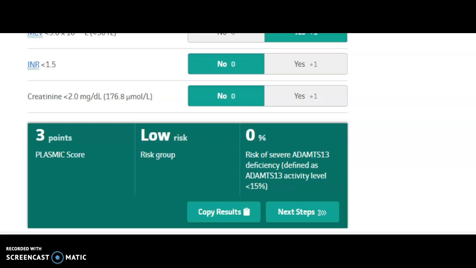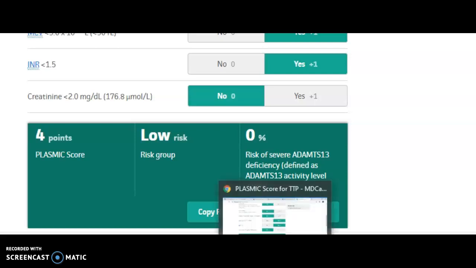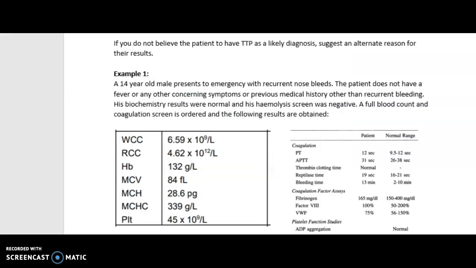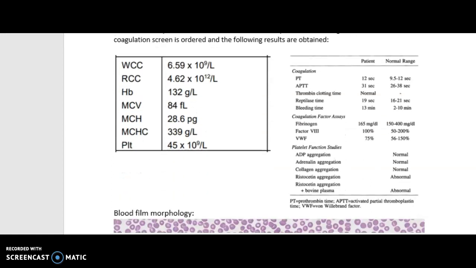Was our INR less than 1.5? So 1.5 is the normal range. So yes, I do have that there. And is the creatinine, my creatinine was normal. So I have a PLASMIC score of 4, which makes him a low risk and pretty much 0% risk of ADAMTS13 deficiency. So what this is telling me is I do not have ADAMTS13 as a likely diagnosis in this patient. This patient is unlikely to have TTP.